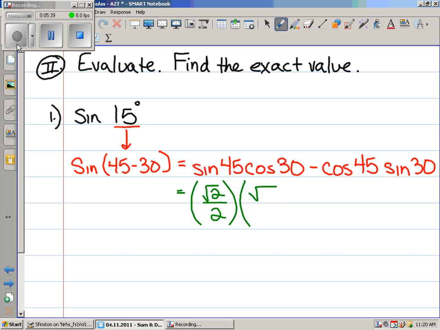Radical 3 over 2. You absolutely must have those memorized at this point. Cos of 45 happens to be radical 2 over 2. Use your calculator. Sine of 30 is a half.